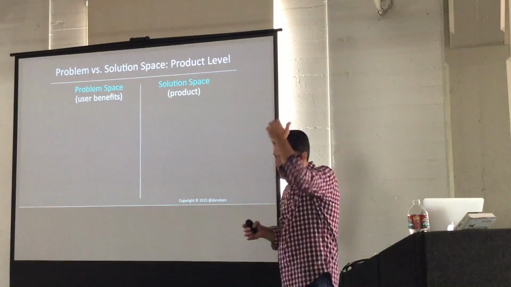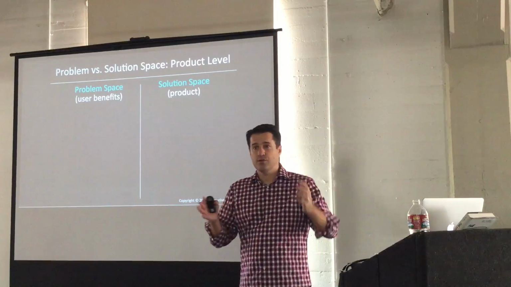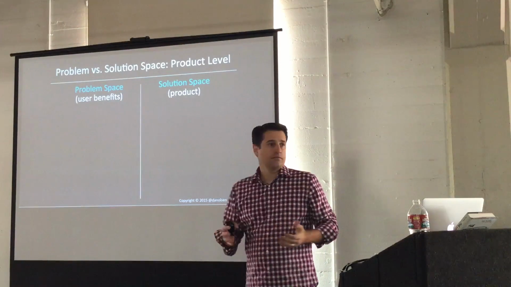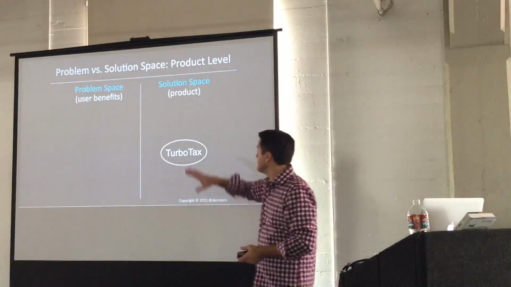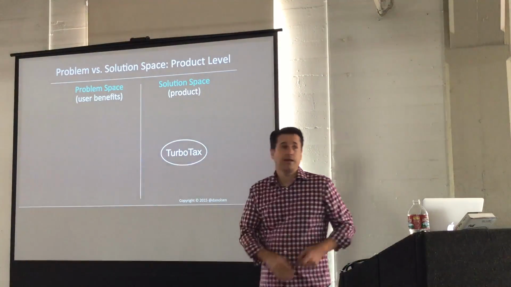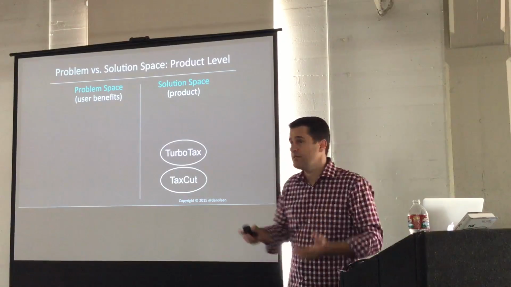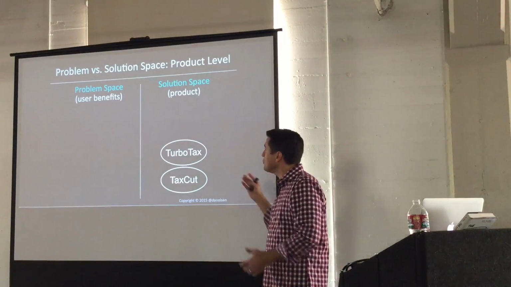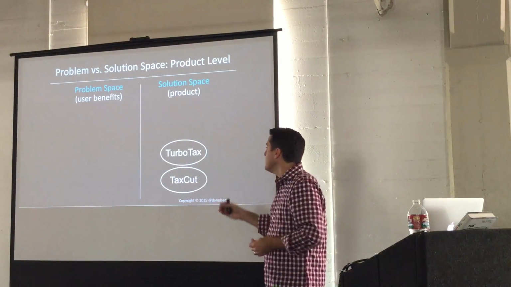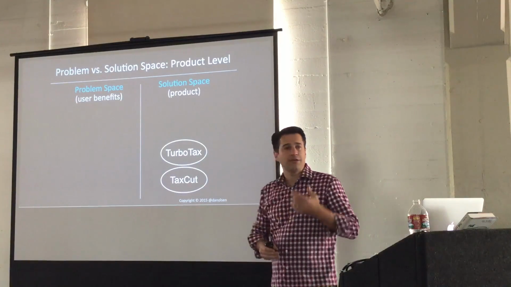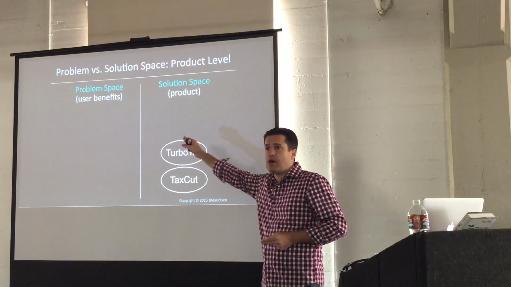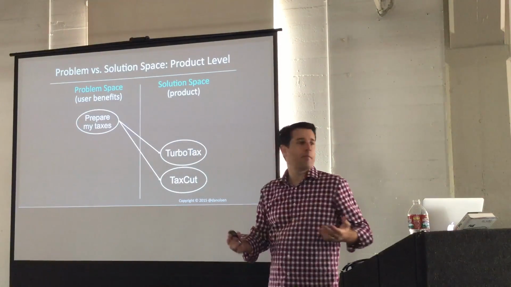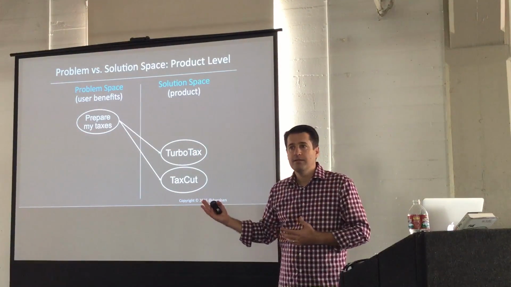Let's talk about an example that's closer to home, like a software product. So I worked at Intuit on Quicken, and you guys are probably familiar with TurboTax. TurboTax is a software product, so it's in the solution space, right? It competes with another product, TaxCut, that's in the solution space. And the idea is you can map back and forth between these. And you basically ask yourself the question, at a high level, what's the single customer benefit or need that these products solve for customers? It would be something like help me prepare my taxes, right? We can map it there, right?